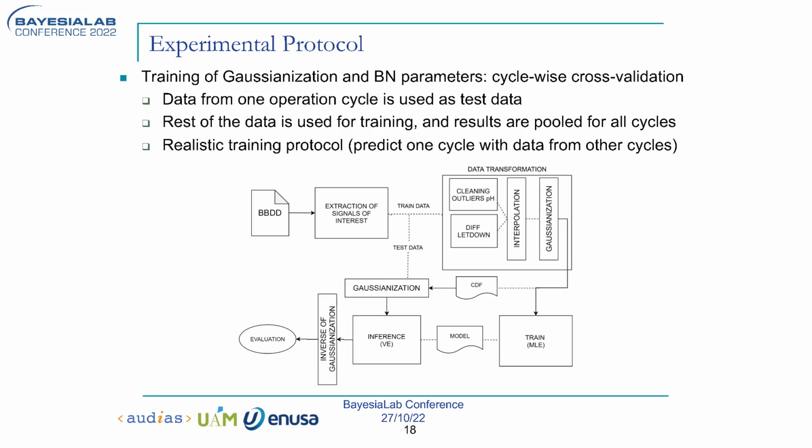So we take the database, we do the cross-validation, and we select training data and test data. With the training data, we clean up layers, we differentiate the letdown, do the interpolation of the control variables, and Gaussianize. With this Gaussianization, we train the model, the Bayesian network, and we train the Gaussianization transformation. We apply the Gaussianization transformation to test data, and we perform the inference on Gaussianized test data. After that, we invert the Gaussianization and we evaluate the results. So let's go to the results.